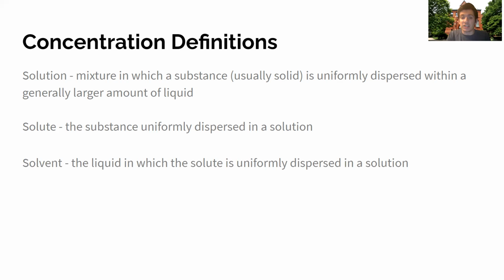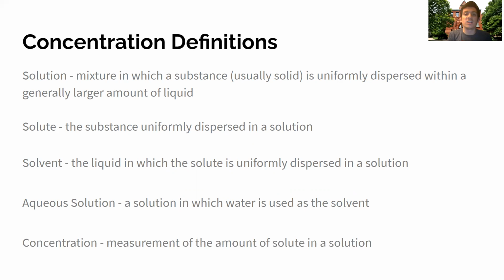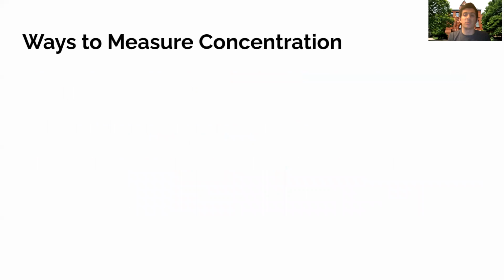Contrastingly, the solvent is the liquid the solute is going to be dispersed in. You have the solid, which is your solute, and you put it in a solvent. The most common solvent is water, and when we use water as a solvent, we refer to that solution as an aqueous solution. And then finally, concentration is simply the measurement of the amount of solute within that solution. How much of that solid did I put in that solution in the first place? How does that value vary with respect to the solvent or with the volume of the solution? That's going to be something that we talk about here, and the ways we can measure concentration.